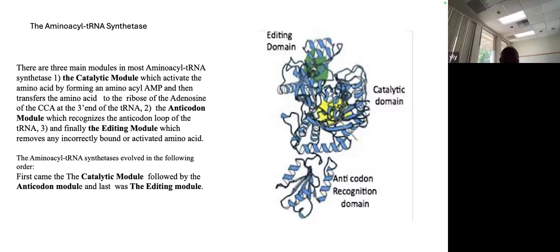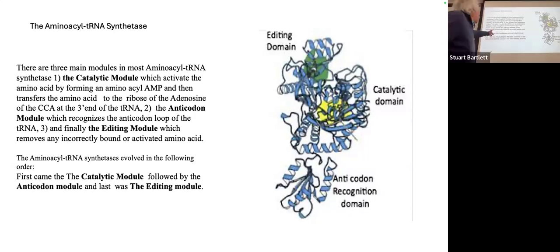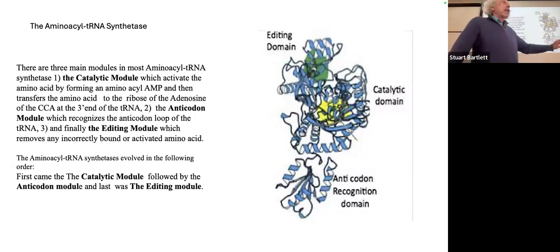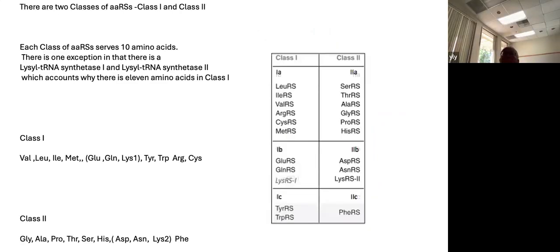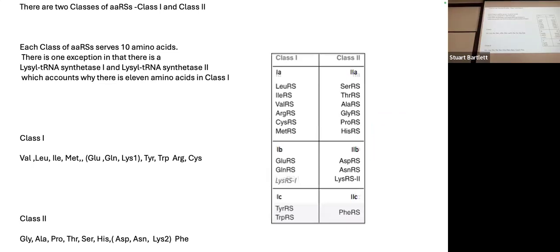Okay, is that clear? And then there's the editing module, where people put the wrong amino acid onto the CCA, and you've got to recognize that it's wrong and edit it. I'm not going to deal with that so much, although I'll make one or two statements at the end. Now, there are 20 amino acids that we already established in the code, and there is one aminoacyl tRNA synthetase for each amino acid. So there are 20 of them.